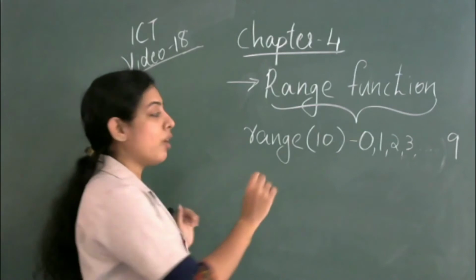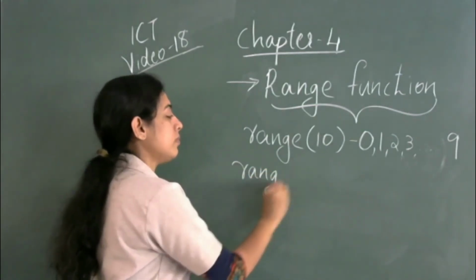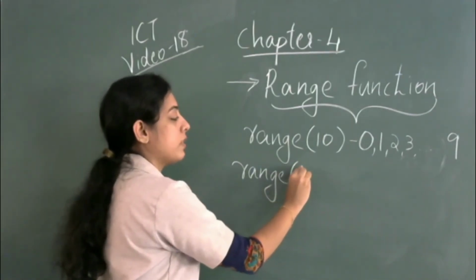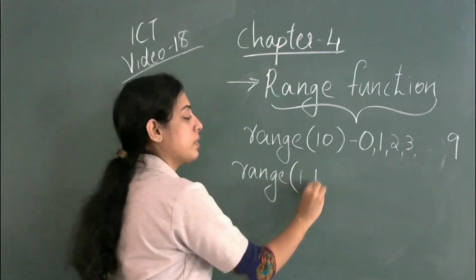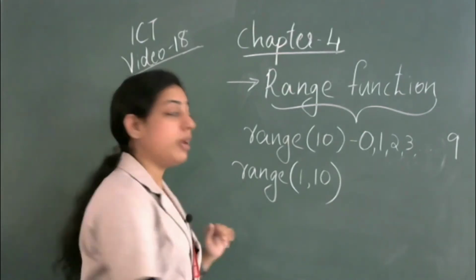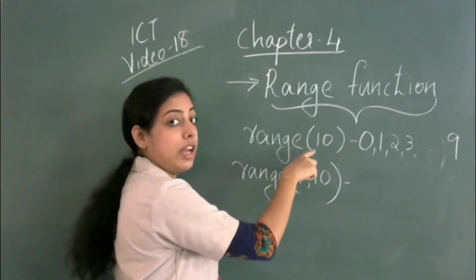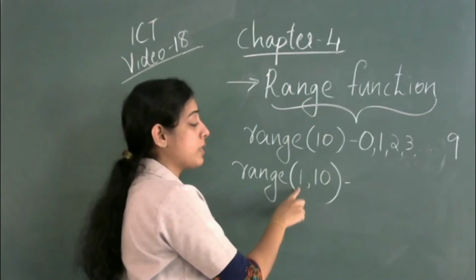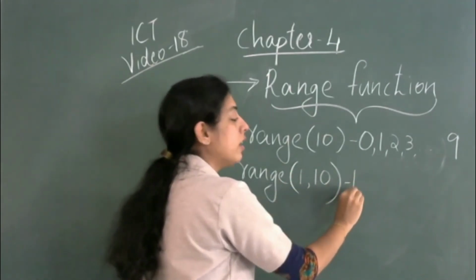The next category of range function is range of, we are giving the starting value. We are specifying the starting value and putting a comma. Then we are specifying the end value. Okay. So what will our output be? Here we didn't specify the starting value, so the start value will be 0. But here we have specified the starting value as 1. So the start value will be 1.